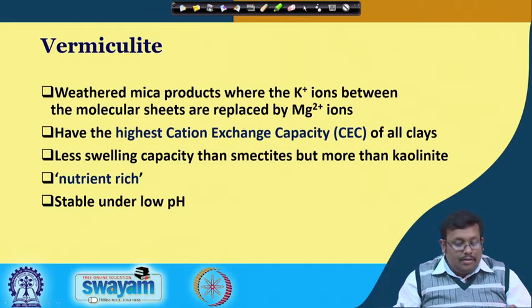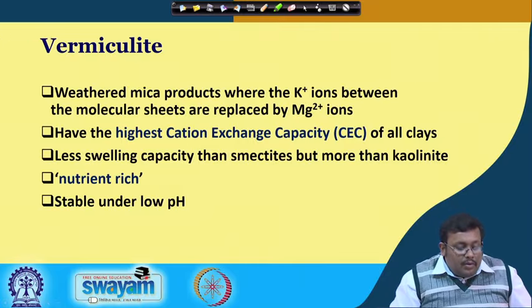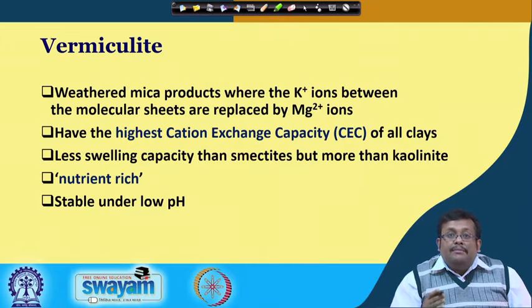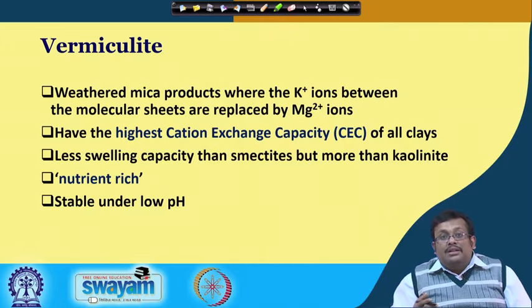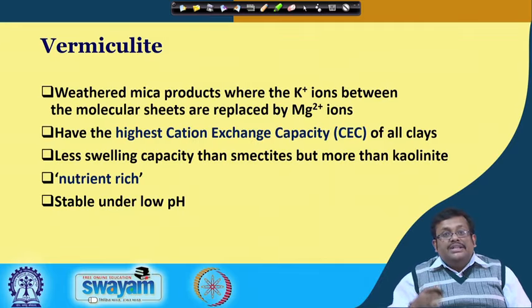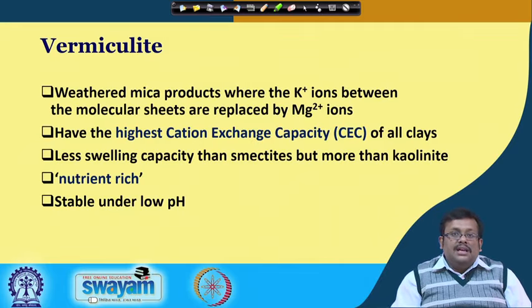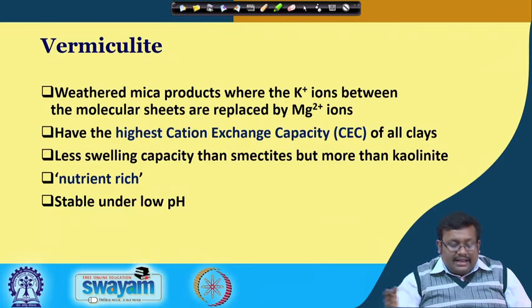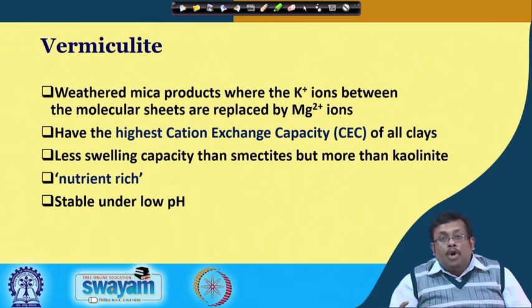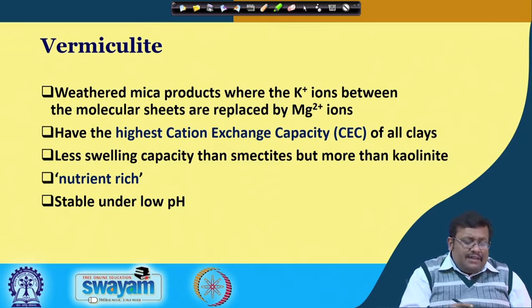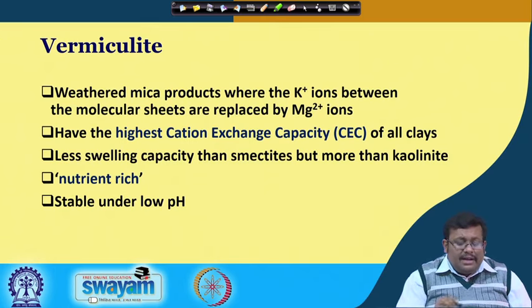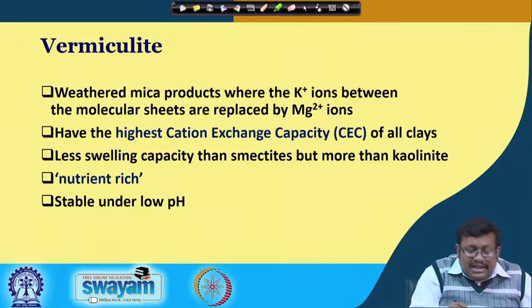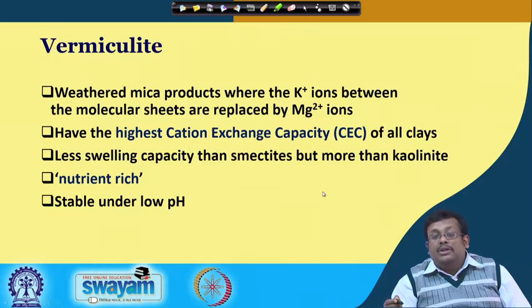Okay. So, let us go to another one, vermiculite. Remember that it is a weathered mica product where potassium ions between the molecular sheets are replaced by magnesium ions, and they have the highest cation exchange capacity among all the clays. We will discuss what cation exchange capacity is later on. They have less swelling capacity than smectite, but more than kaolinite, and remember they are very nutrient rich and stable under low pH. Now, this is important: less swelling capacity than smectite, but more than kaolinite.